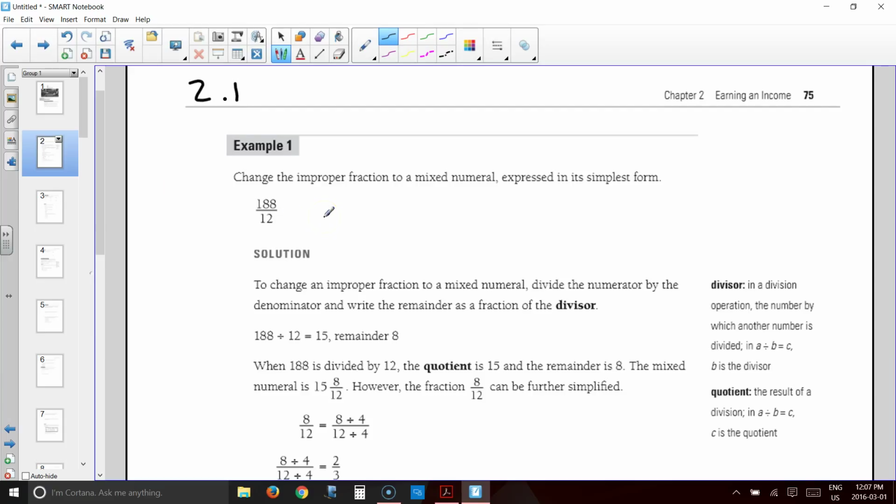2.1. This is just basically review: change the improper fraction to a mixed numeral expressed in simplest form. So it's two things. You want to take this improper fraction and express it as a mixed number, and then finish off by expressing it in simplest form. Personally, I find the easiest and most organized way to do this is long division.